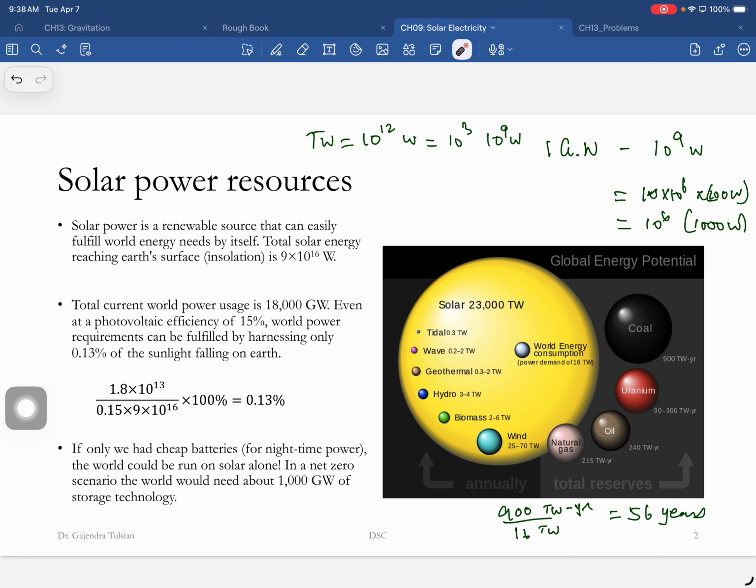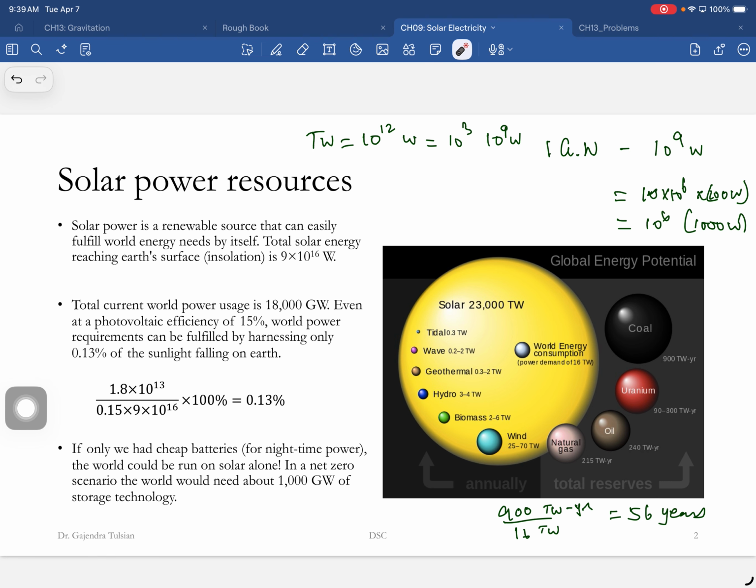So what this number tells you is if you ran the world entirely on coal, you would have enough coal for 56 years. And of course, the problem is we don't want to use that. We want to leave the coal in the ground because we want the carbon to remain in the ground, not in the atmosphere. So for your generation, you want to switch to these. There's plenty of sunlight falling to run the world.